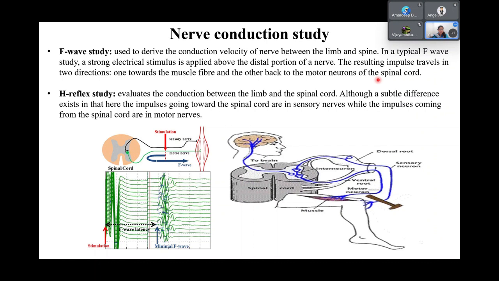So that was about nerve conduction study. Now, other than that, you also can look at the electrical activity of the brain. How do you do that?